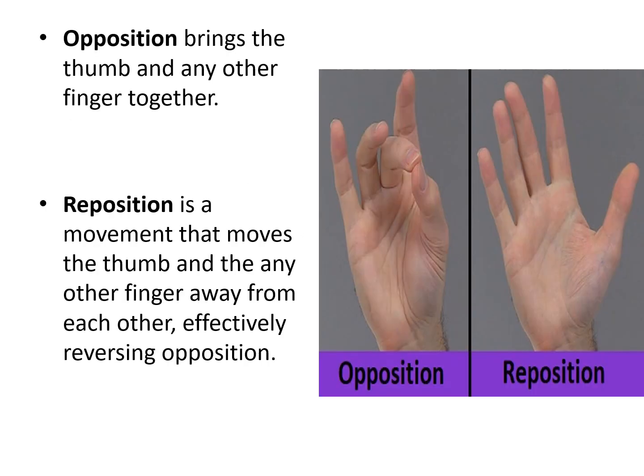Next is opposition. Opposition brings the thumb and any other finger together. Next is reposition. Reposition is a movement that moves the thumb and any other finger away from each other. Effectively, it is reversing opposition.